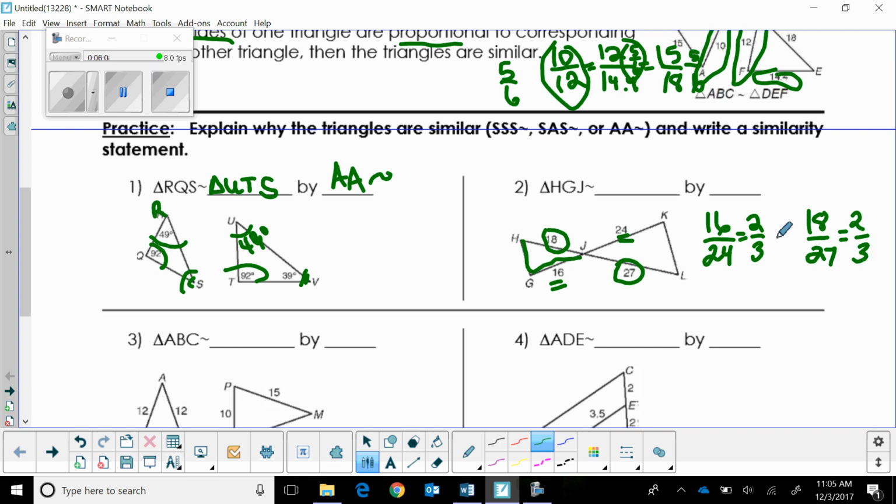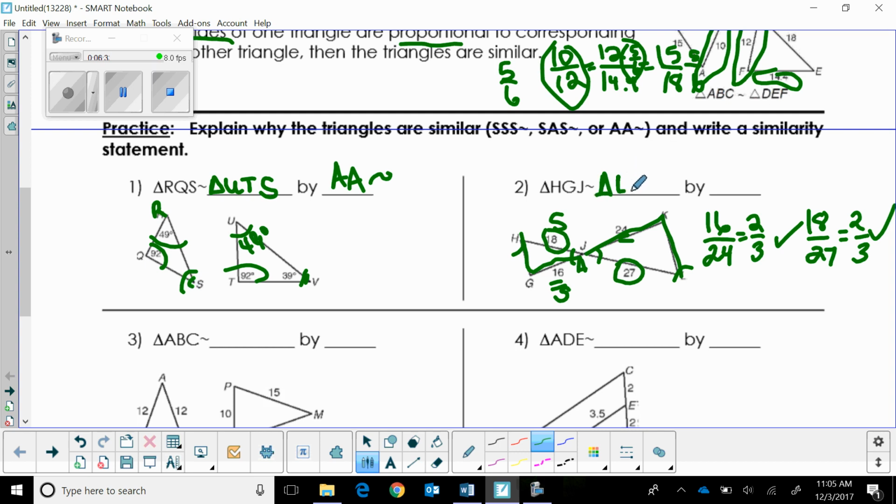So the ratios of the sides are equal, so I need to check that. And then my angle J on either side of this is vertical. So this one's going to be a side, an angle, and then a side. So now let's go back and name them, okay? That means H must correspond to L. So L, K, J is the order.